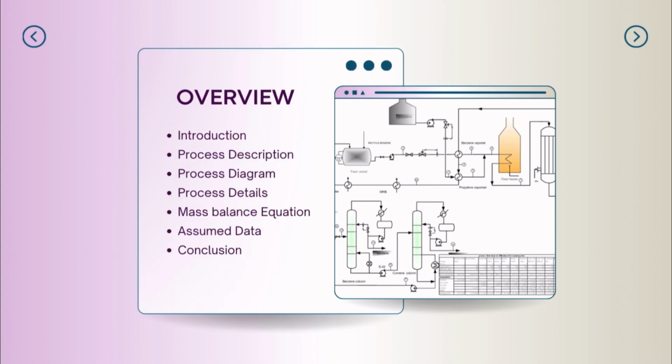And this is the overall overview of our process, starting with the introduction, process description, diagram, details, mass balance equation, assumed data, and conclusion. As you can see on the screen is a PFD, also known as the process flow diagram of our whole process, that I'll be explaining to you later in detail.